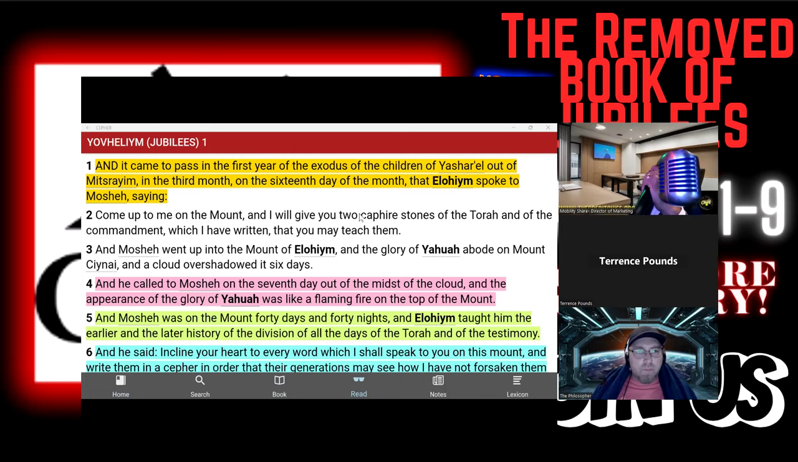And it came to pass in the first year of the exodus of the children of Israel out of Egypt, in the third month, on the 16th day of the month, that Yahuwah spoke to Moses, saying, come up to me on the mount, and I will give you two sapphire stones of the Torah and of the commandment which I have written, that you may teach them. And Moses went up into the mount of Yahuwah, and the glory of Yahuwah abode on Mount Sinai, and a cloud overshadowed it six days.